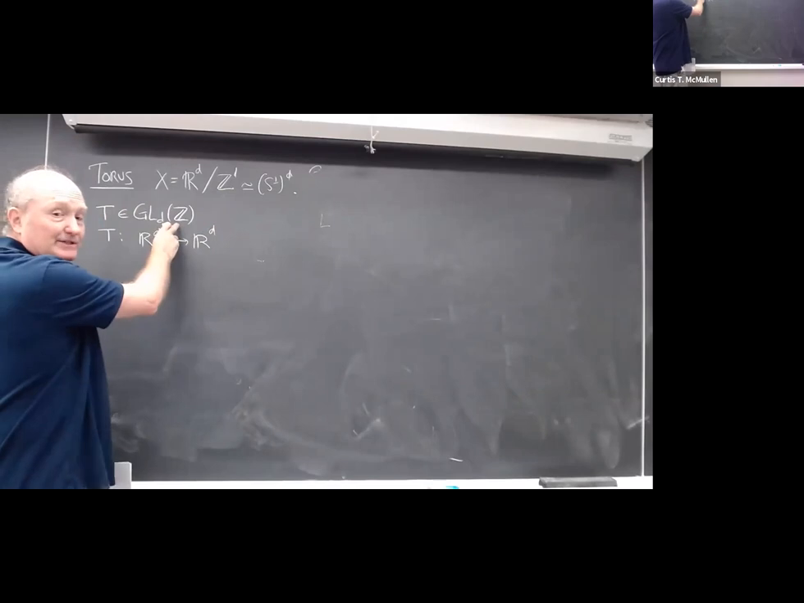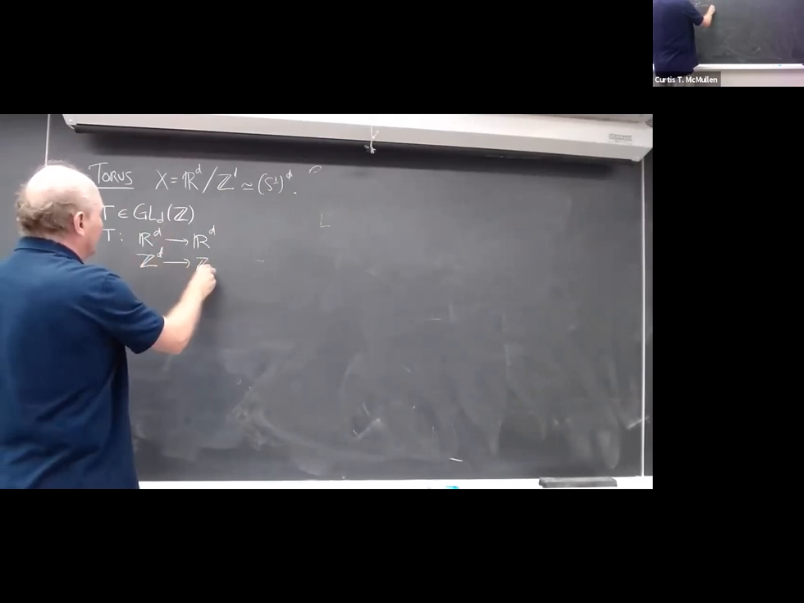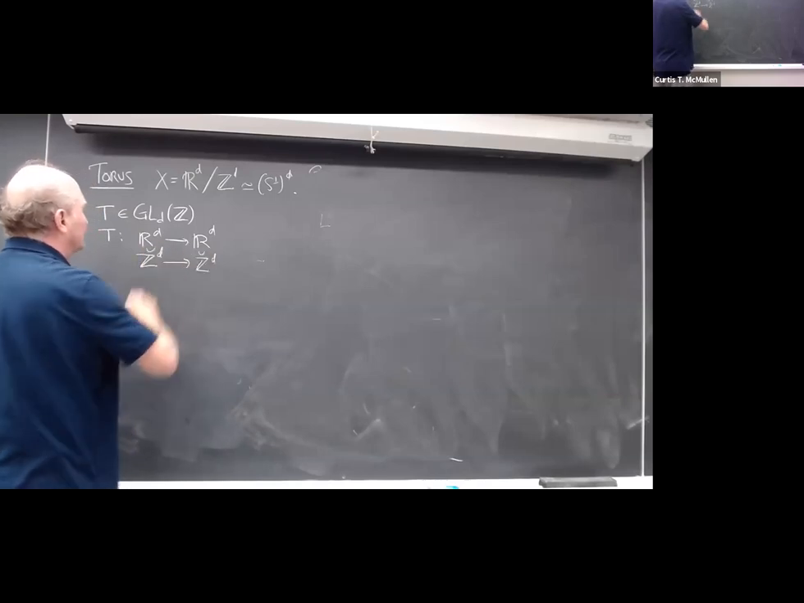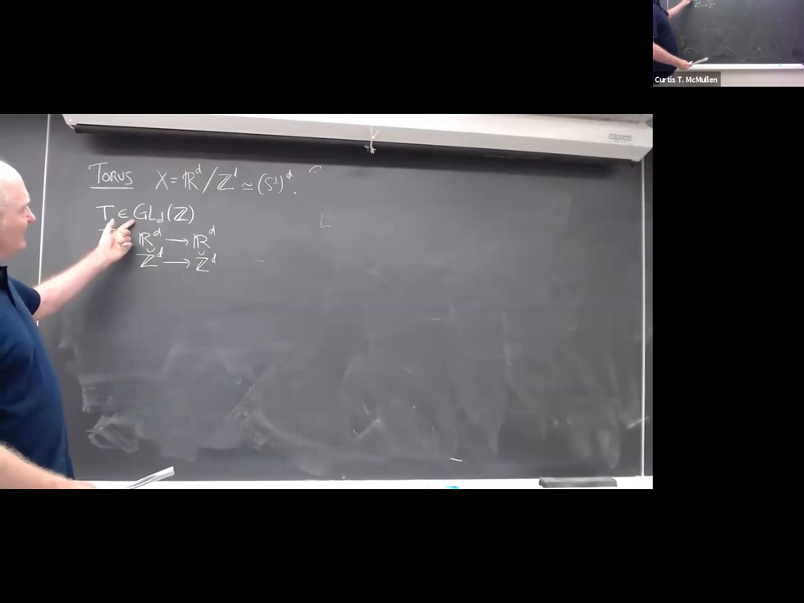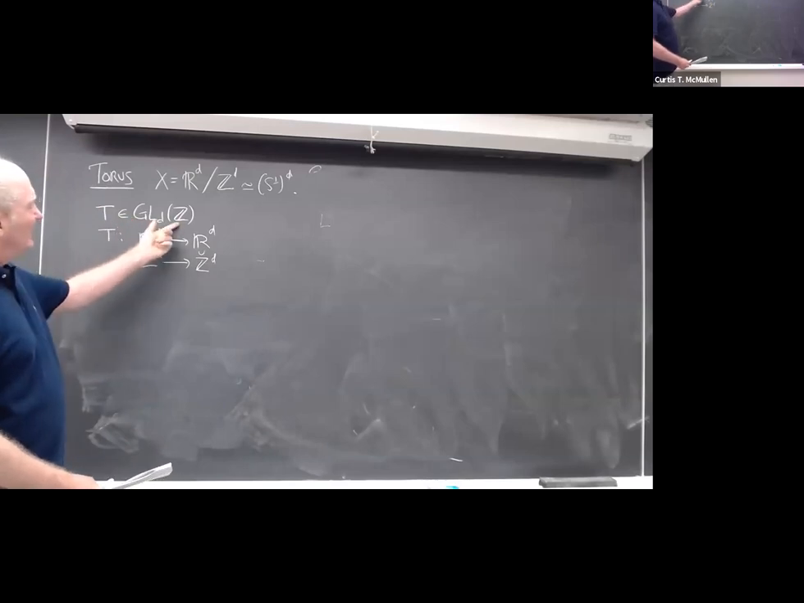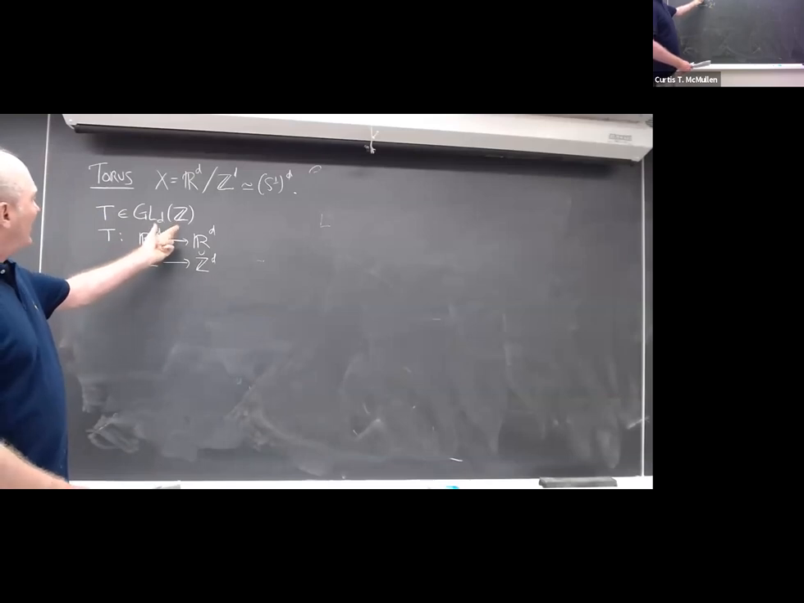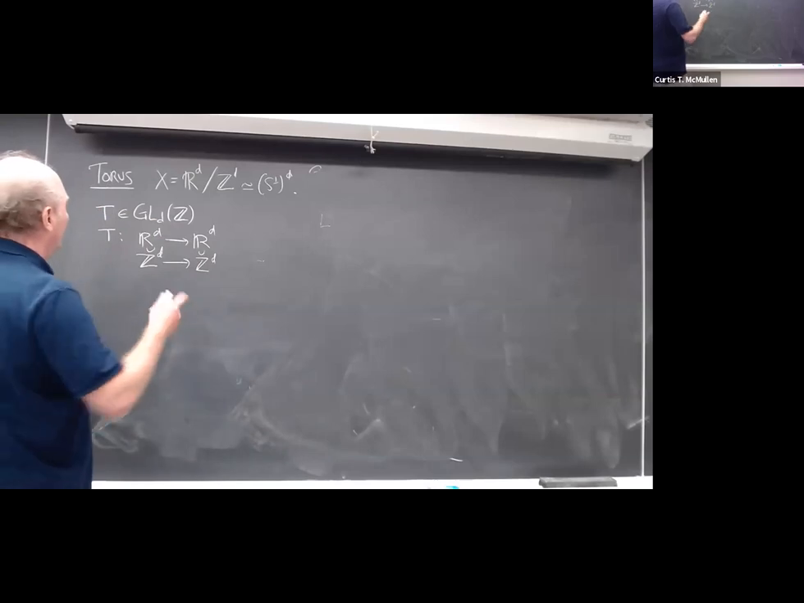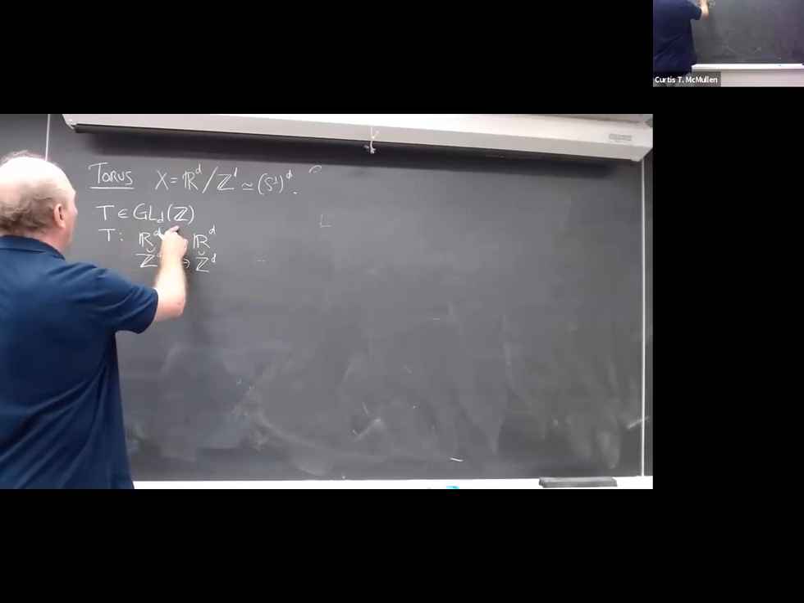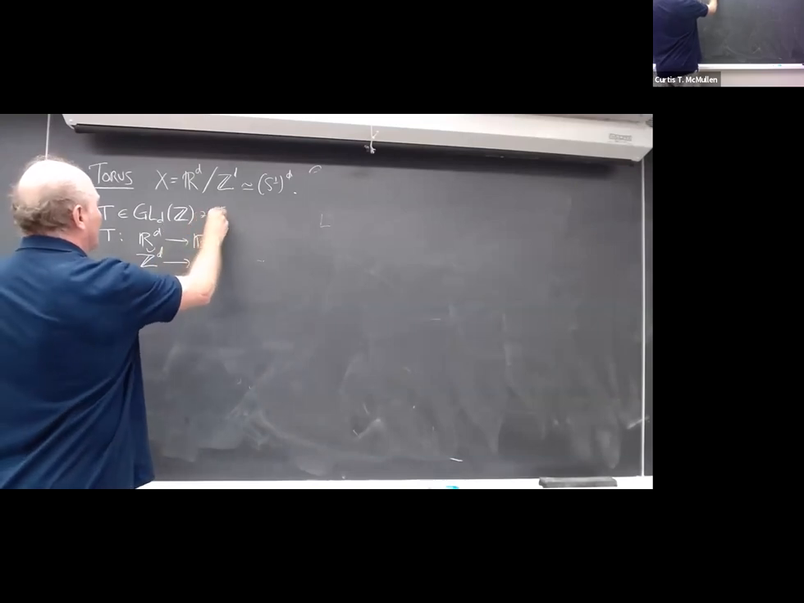But since its entries are integers, it gives you a map from Z^D to itself. It preserves the integral lattice. And moreover, since it's invertible, its determinant has to be an integer. And on the other hand, that integer has to be one. So T inverse is also a matrix of the same type.